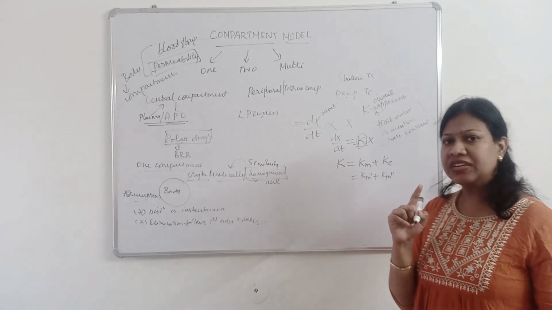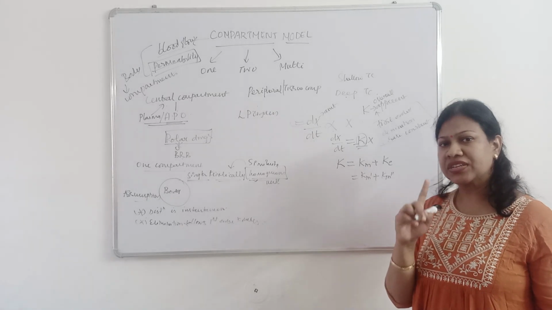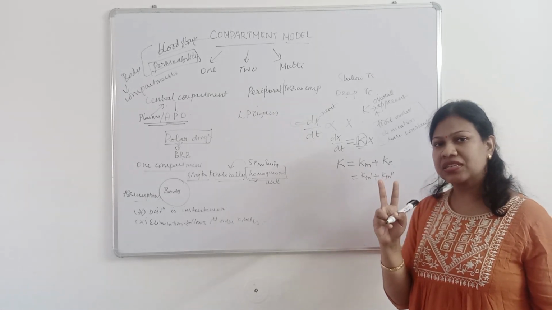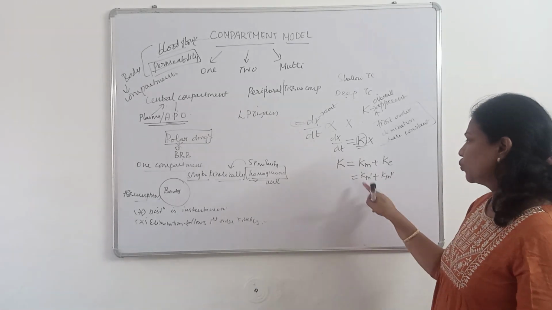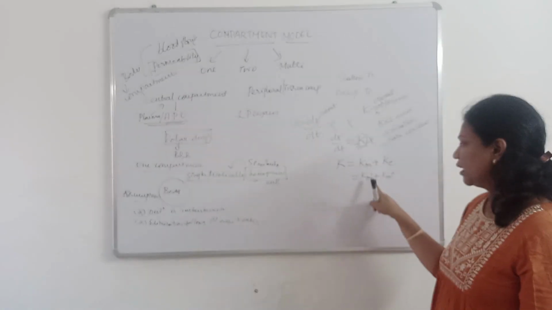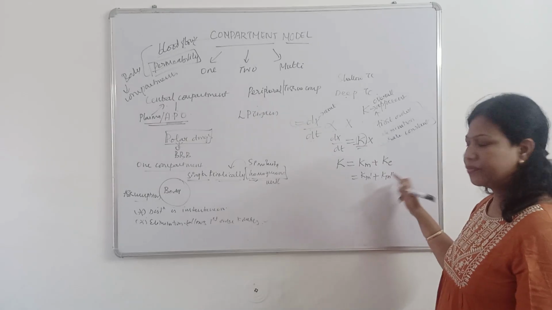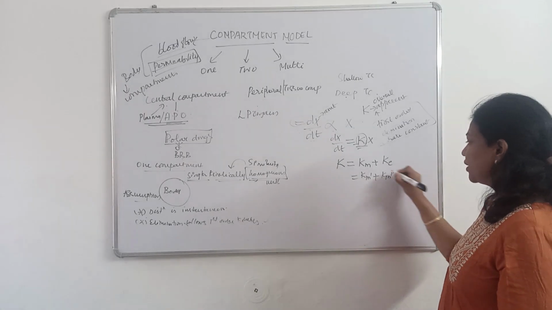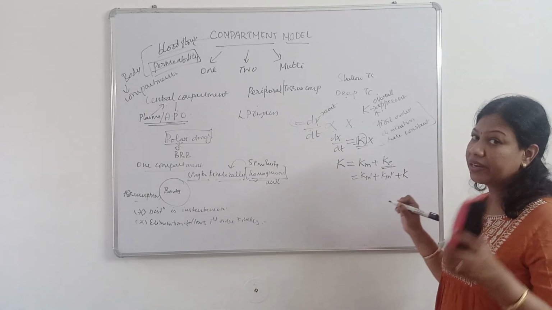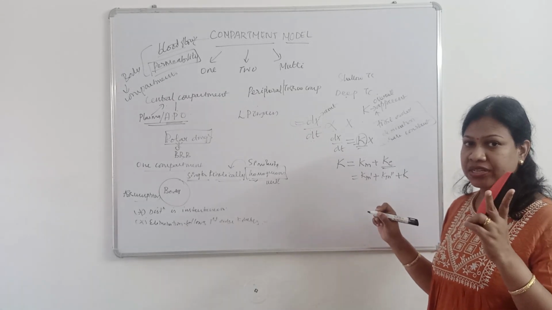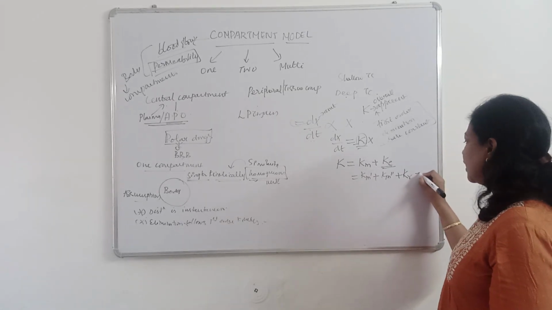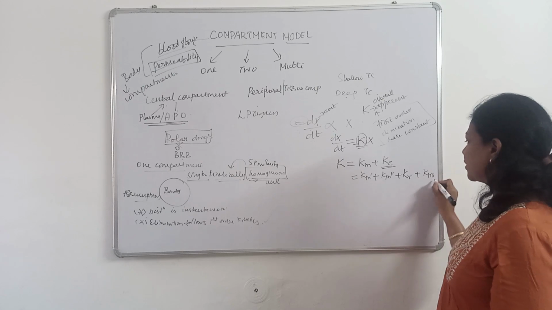Already in metabolism we discussed there are two pathways. One is the functionalization pathway and another is the conjugation pathway. For those two pathways, m dash for the phase 1 pathway and m double dash for the phase 2 pathway. So two rate constants for metabolism and two rate constants for excretion. Again in excretion we discussed two: one is renal excretion and another is non-renal excretion.